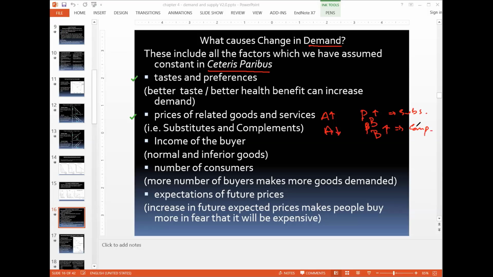Okay, so let's discuss this point. Next is income of a buyer. So what will happen if income of a buyer increases? If the product is normal, he will increase the demand. If the product is inferior, he will decrease the demand.